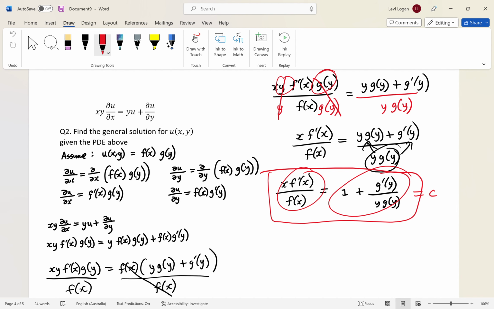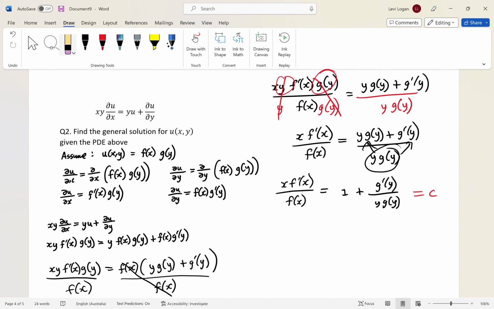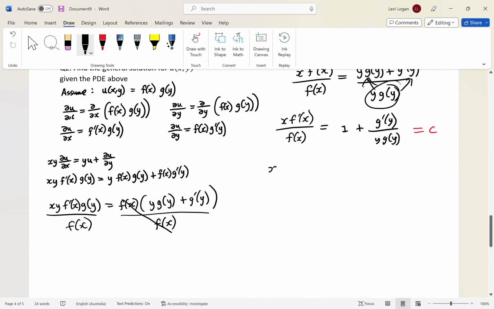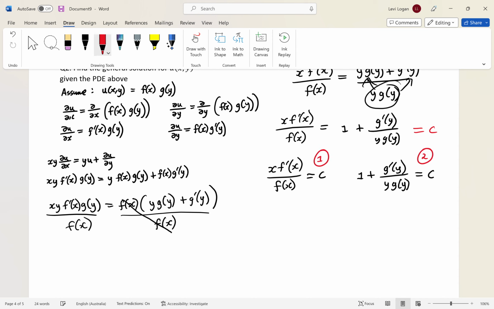Okay? So now we can break this up into two ODEs. We'll break it up into x times f prime of x over f of x equals a constant c, and 1 plus g prime of y over y g of y is equal to another constant. So this is our first ODE and our second ODE. Okay?